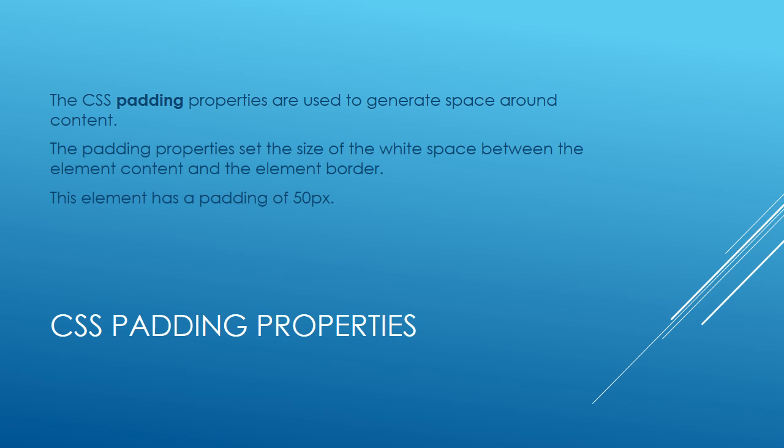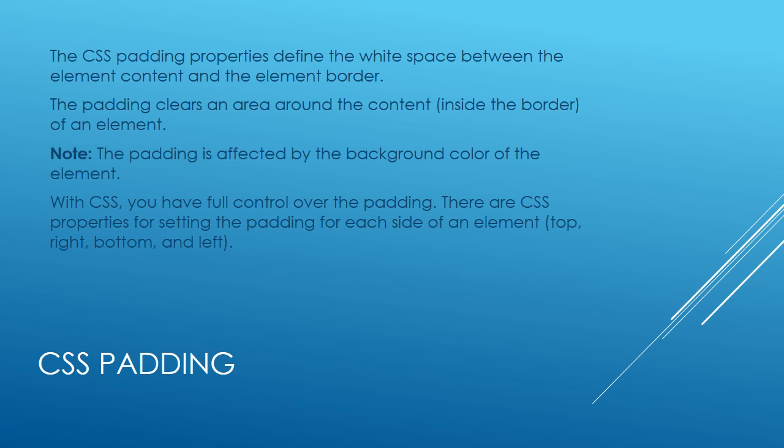CSS padding. The CSS padding properties are used to generate space around content. The padding properties set the size of the white space between the element content and the element border. This element has a padding of 50 pixels. The CSS padding properties define the white space between the element content and the element border. The padding clears an area around the content, inside the border, of an element.